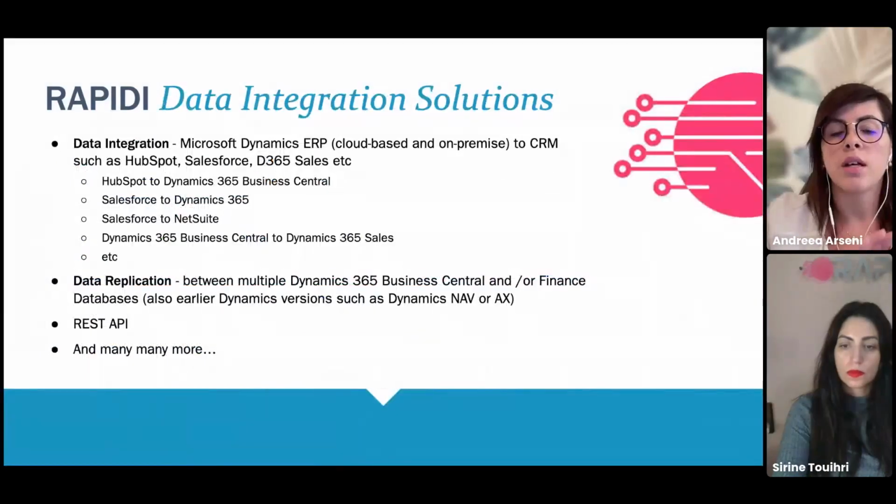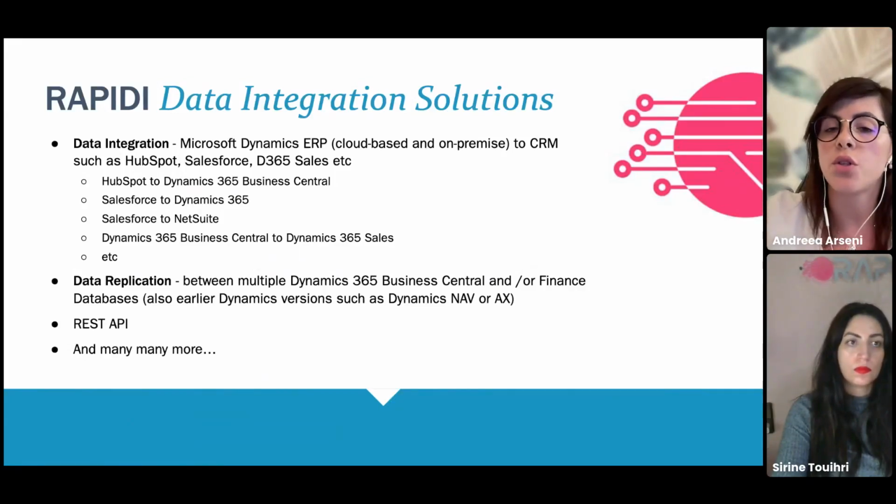Next, we will mention a couple of things. Rapidi is focused on data integration. So we do integrate Microsoft Dynamics ERPs, which can be cloud-based or on-premise, with CRMs such as HubSpot, Salesforce, or the Microsoft D365 Sales CRM. But of course, we also have different combinations here. So we have integrations between HubSpot and Business Central, for example. It can happen between Salesforce and the Dynamics products. It can be between Salesforce and NetSuite, or even between the Microsoft products directly. It can be ERP to ERP, for example, or ERP to a CRM.